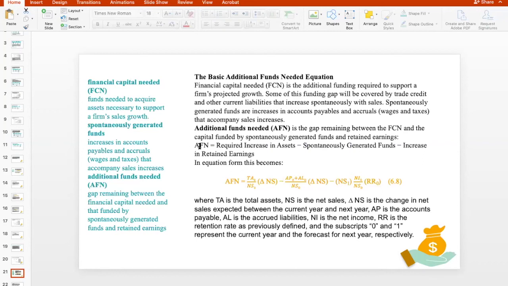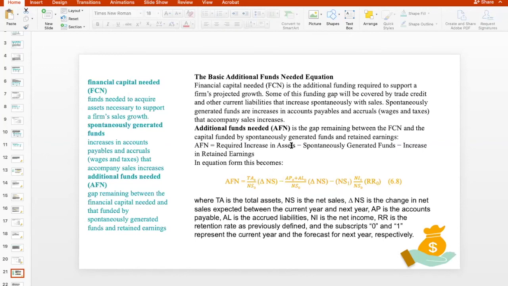So the AFN is equal to the required increase in assets minus the spontaneously generated funds. هذا قلنا increase in accruals and accounts payables minus the increase in retained earnings. So in equation form, this becomes AFN, additional funds needed, equal to.